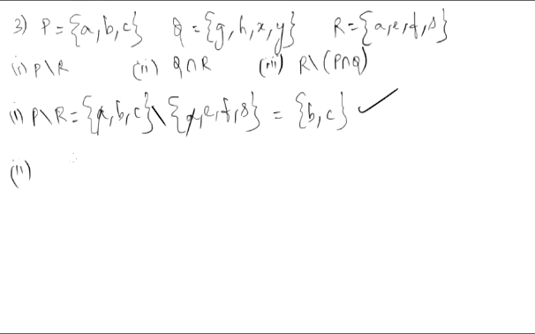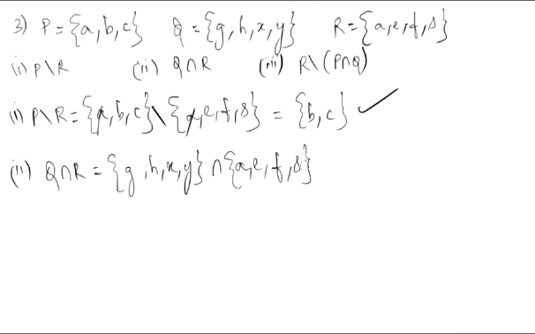So as you can see, all these sums are very, very simple, very easy. If you know the basics, you can do all these fast. G, H, X, Y intersection R, which is A, E, F, S. Nothing is common, right? So it's a null set. Okay, done.